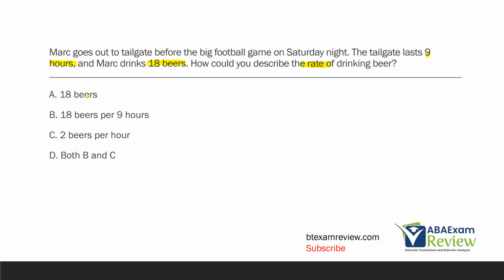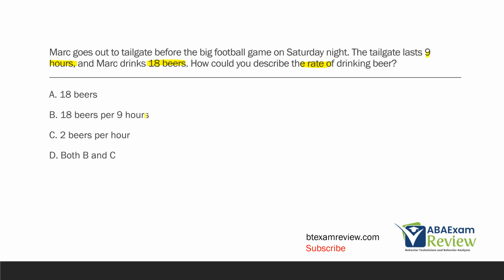So let's look at A. 18 beers simply describes our frequency, it does not describe the rate. Why not? Because we're missing the time component. What about B? 18 beers per 9 hours. Well, we have our frequency, 18 beers, per is our rate, and 9 hours is our time. B looks great. Do we pick B and move on?